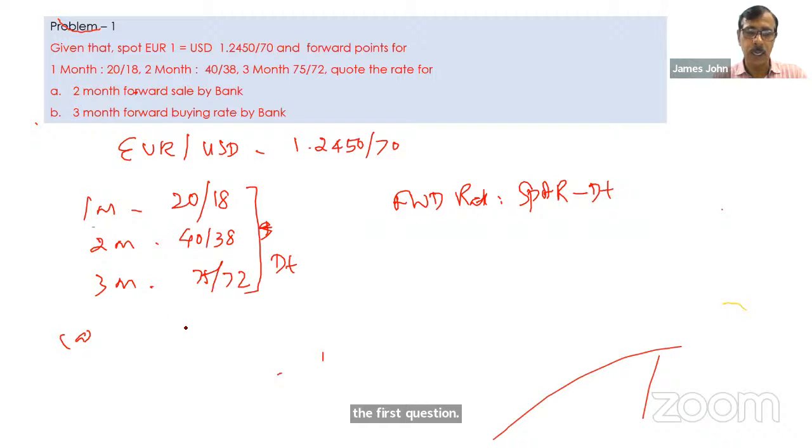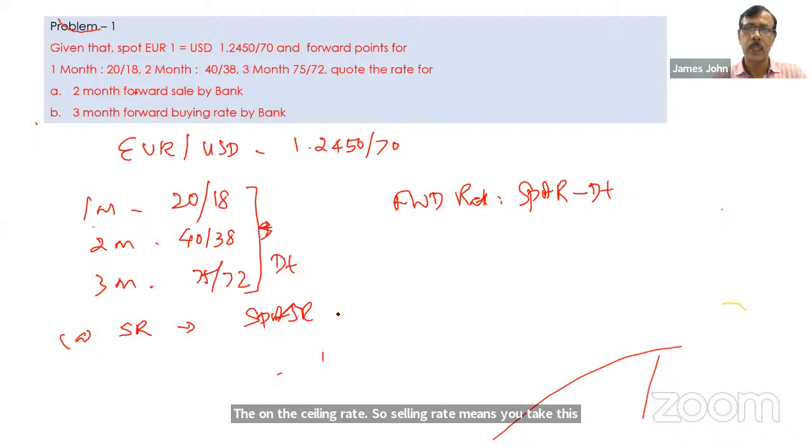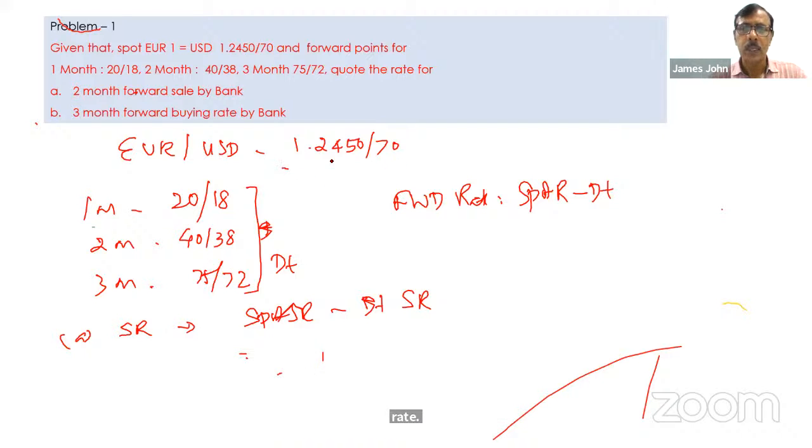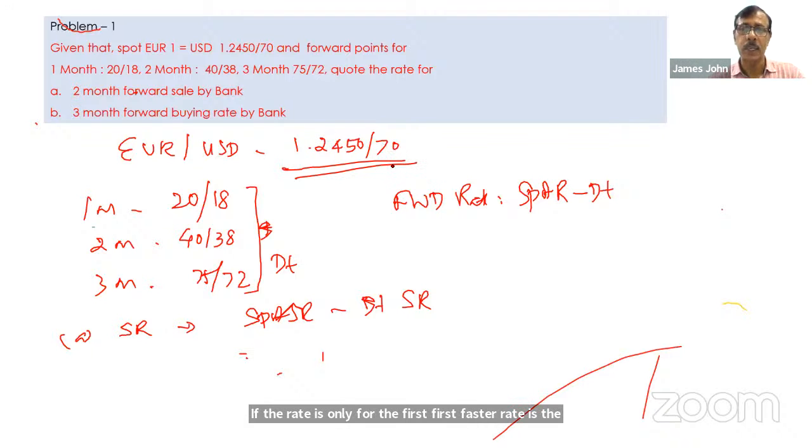We want the selling rate. So selling rate means you take the spot selling rate minus the discount for the selling rate. Now what is the spot selling rate? Here, if the rate is given like this, the first rate is the buying rate, the second rate is the selling rate. So the spot selling rate is 1.2470, the second rate. Am I correct? Minus, now the discount. See, 1 month.